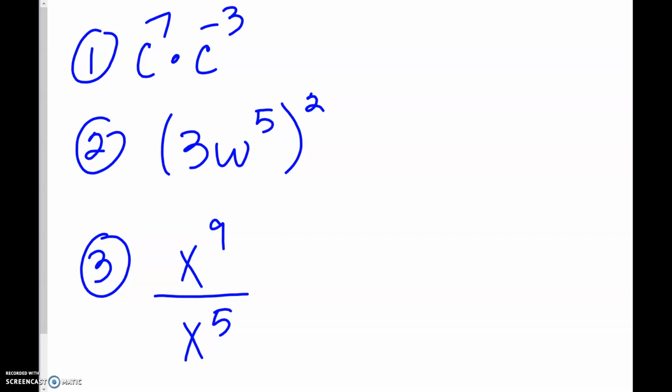Today we are not doing anything new. What we are doing is reviewing for your test that is tomorrow. We're going to review for your test on lesson 2-1. It's dealing with all the different exponents.